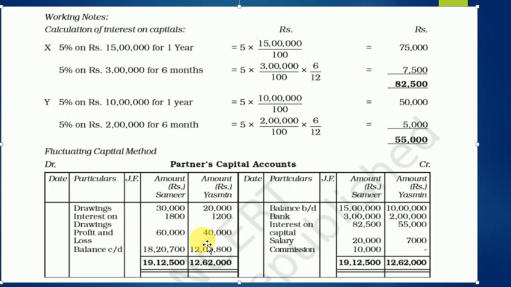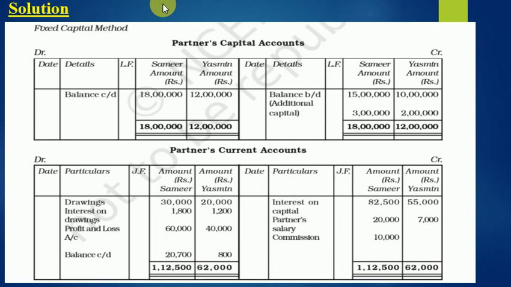Finally, the total on the credit side for the two partners and the same total written on the debit side and the balance CD. Balance CD means the closing capital of Samir is coming as 18,20,700 and for Yasmin it is coming as 12,800. This is the partners capital account under fluctuating capital account method. So children, the previous discussion was on fluctuating capital account method. For the same question of two partners Samir and Yasmin, here are the accounts prepared under fixed capital account method.